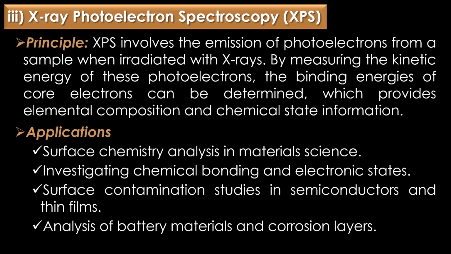The third type of X-ray spectroscopy is X-ray photoelectron spectroscopy. X-ray photoelectron spectroscopy involves the emission of photoelectrons from a sample when irradiated with X-rays. By measuring the kinetic energy of these photoelectrons, the binding energies of core electrons can be determined, which provides elemental composition and chemical state information.